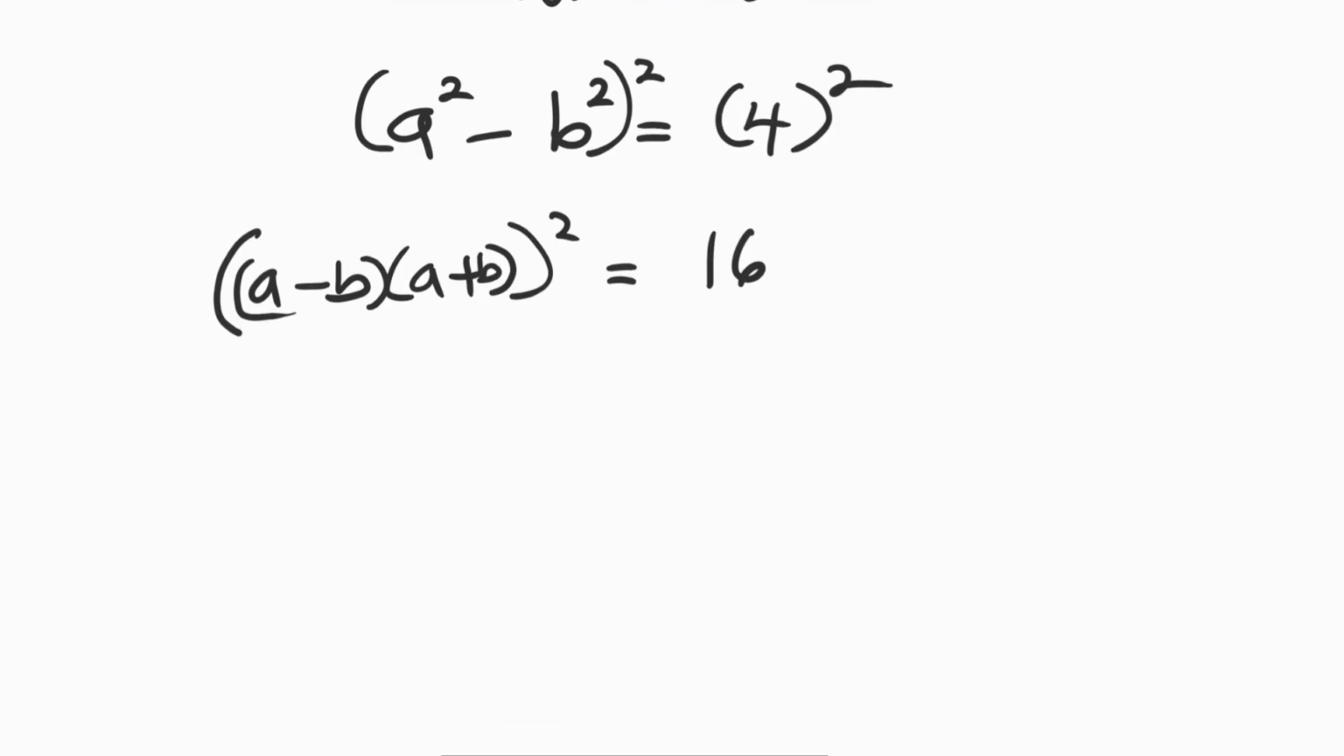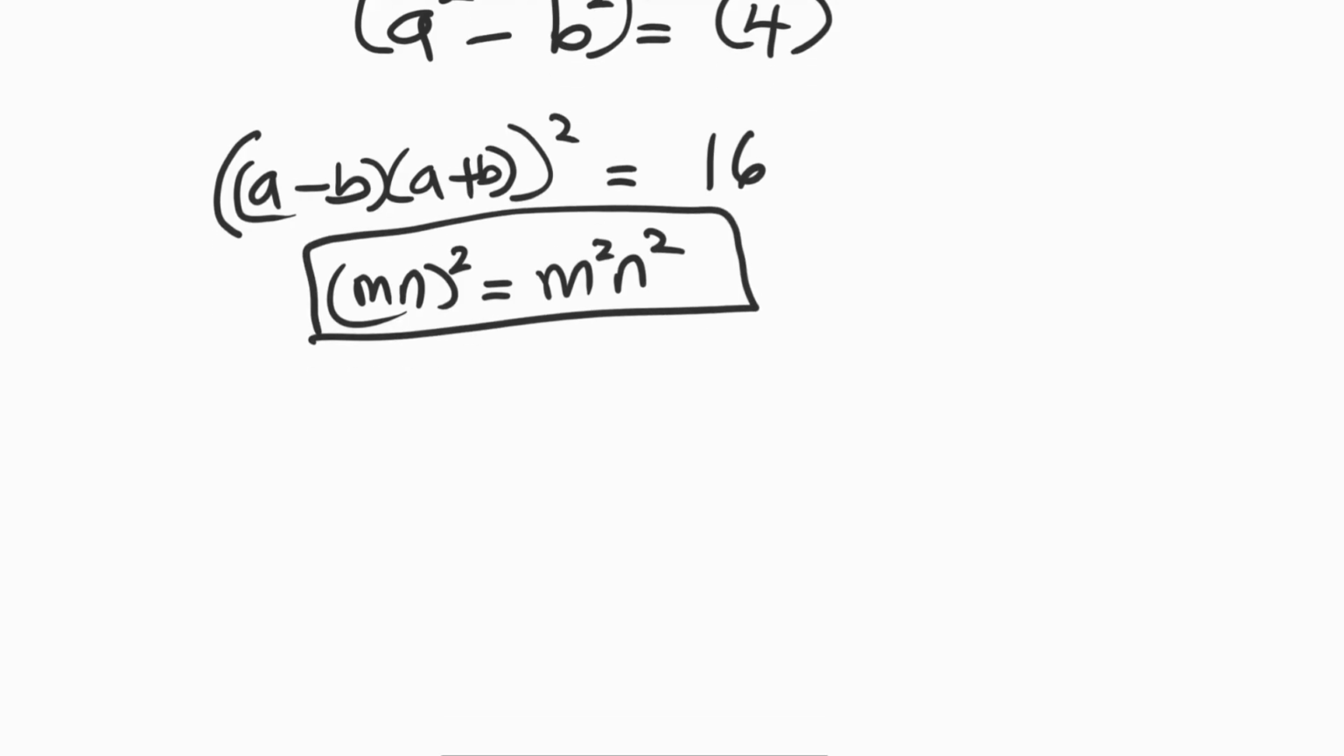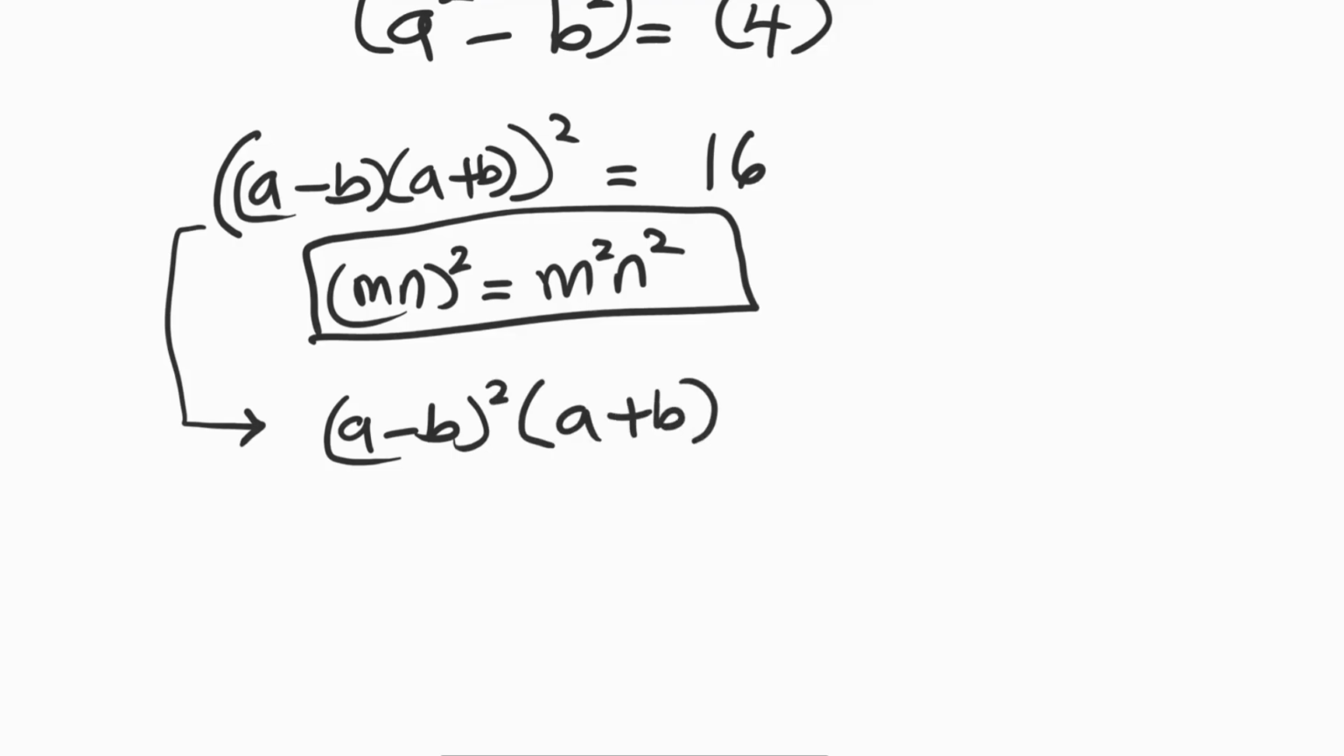Now, you know what we have? mn squared is the same as m squared n squared. So we're going to rewrite the left hand side that way. So the left hand side now becomes a minus b all squared, a plus b all squared equals 16.